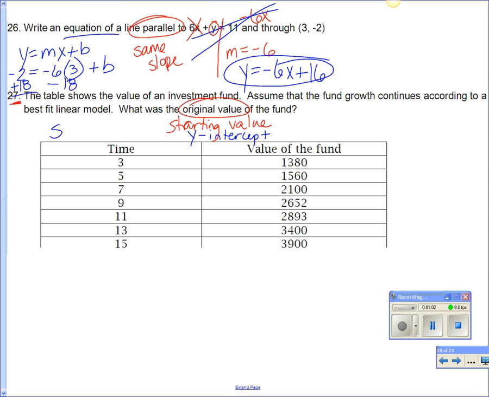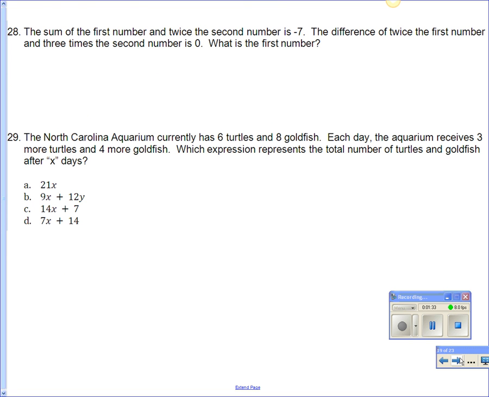Well, for tables, we put them in stat. And once you put it in stat, the calculator is going to give you y equals ax plus b, and it's going to give you the a and the b. Remember that the y-intercept is the b value, which in this particular case is 621. I know it's a decimal, but 621 is close enough for this particular problem.